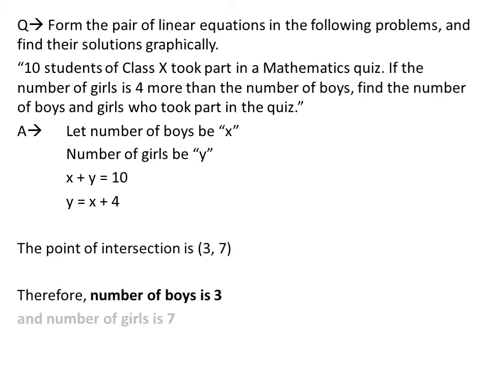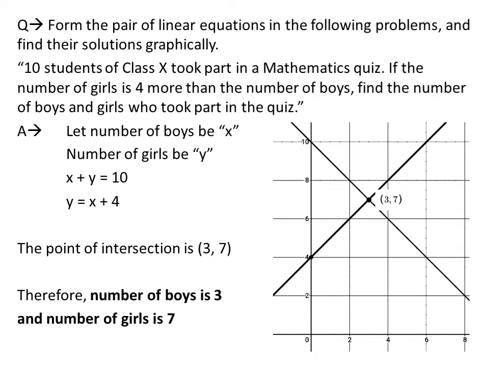Now what we will do, we will make the graph of these two equations. दोनों इक्वेशन x plus y is equal to 10 and y is equal to x plus 4 का आप ग्राफ बनाओ तो you will find that the point of intersection is (3, 7). जहाँ पे 3 है वो x की वैल्यू है और x हमने क्या लिया है, नंबर ऑफ बॉयज, और 7 है वो y की वैल्यू है तो 7 हमने क्या लिया है, नंबर ऑफ गर्ल्स. That means the number of boys is 3 and the number of girls is 7.